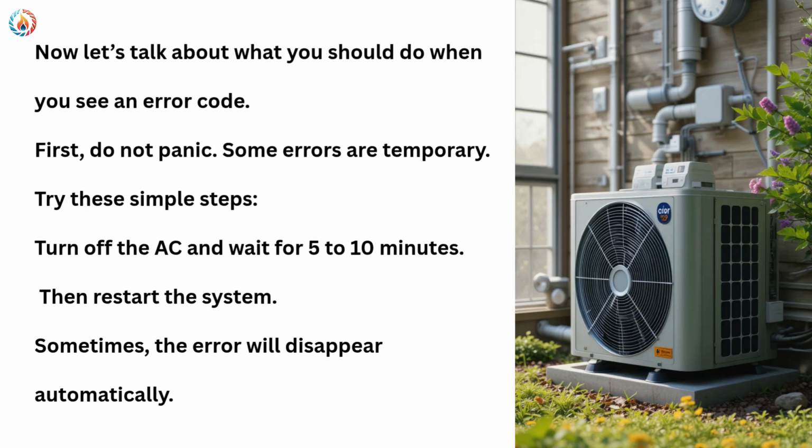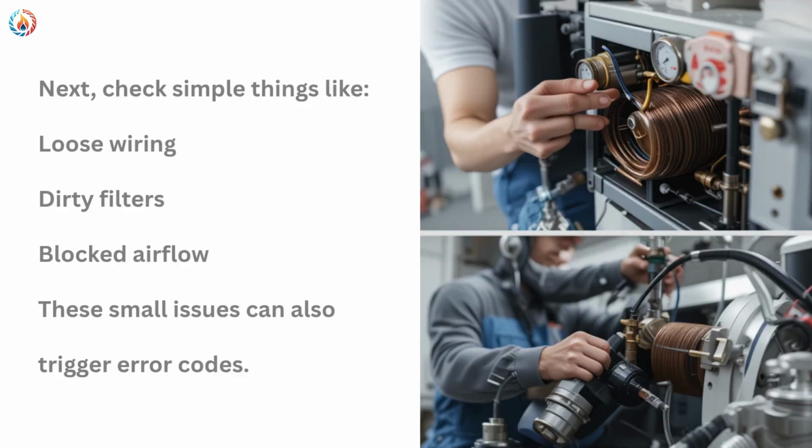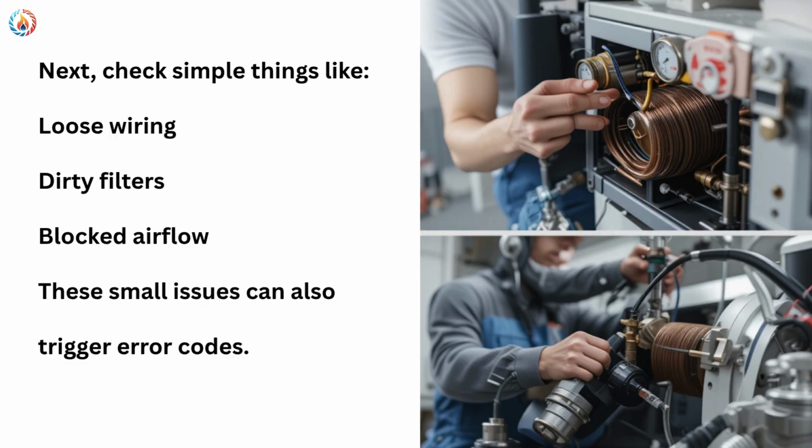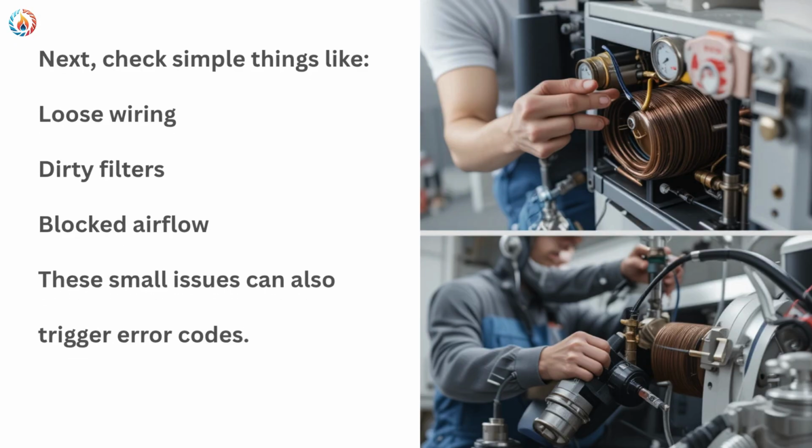Now let's talk about what you should do when you see an error code. First, do not panic. Some errors are temporary. Try these simple steps. Turn off the AC and wait for 5 to 10 minutes. Then restart the system. Sometimes the error will disappear automatically. Next, check simple things like loose wiring, dirty filters, blocked airflow. These small issues can also trigger error codes.